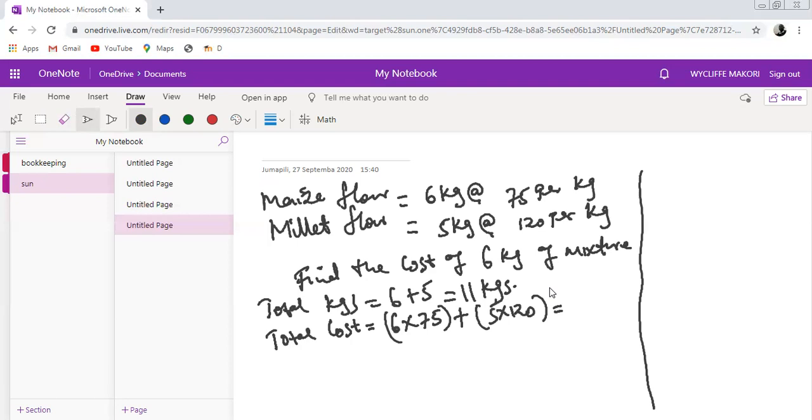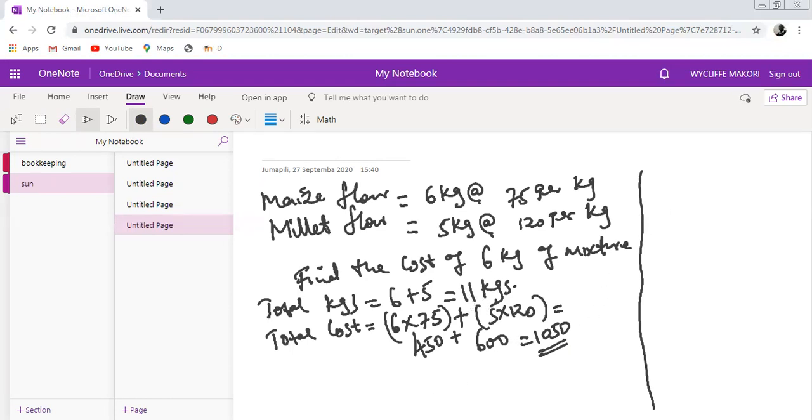6 times 75 is giving us 450, plus 5 times 120, which is 600, plus 450, which is actually going to be 1050. So this is the total cost. This is the total kg or quantity.